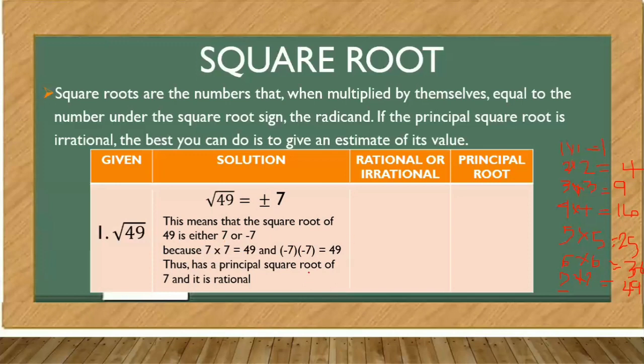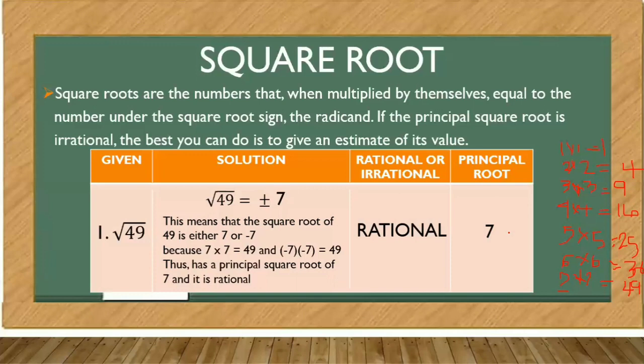Thus, it has principal square root of 7. Ang ating principal square root ay 7, laging positive, and it is what? Siya ay rational. Bakit siya rational? Kasi po, meron siyang perfect square, which is 7. And then, ang kanyang principal root is 7. So, that is square root. Kapag merong perfect square, siya ay rational. And then, ang ating principal root ay laging positive. That is yung ating nakuhang principal square root, which is 7.